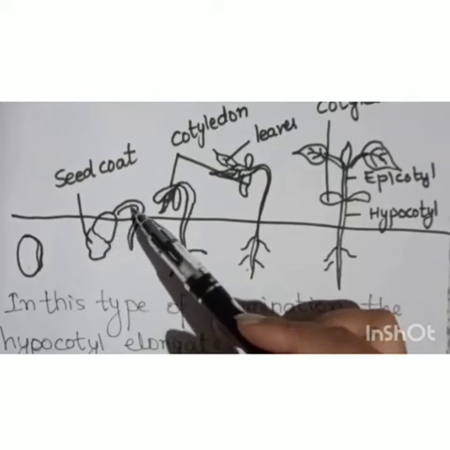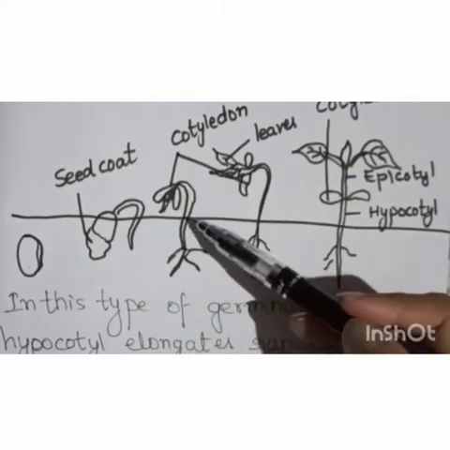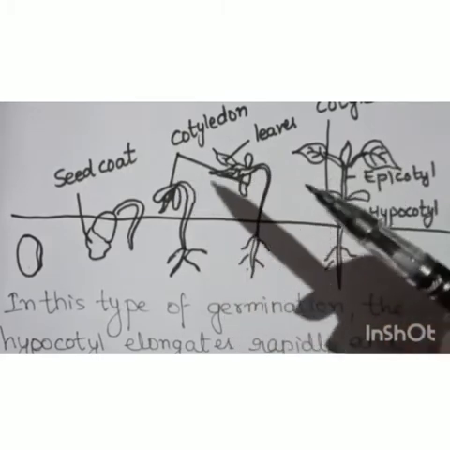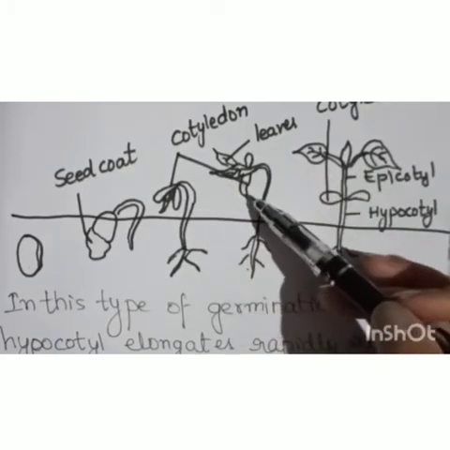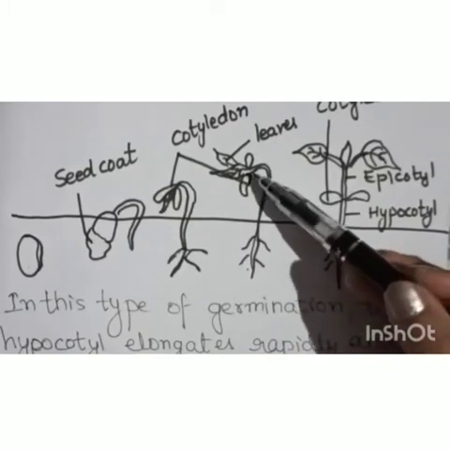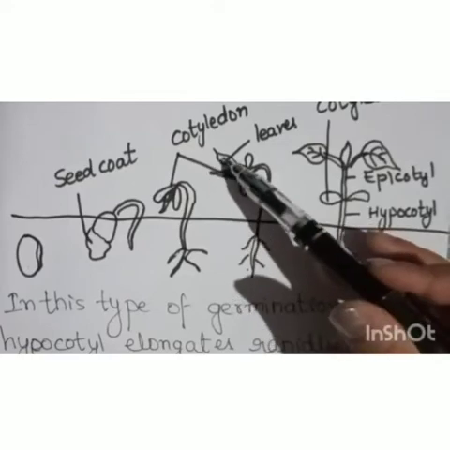This is cotyledon, it pushes the cotyledon above the ground. You can see the cotyledon is now above the ground. And then what happens? The cotyledons move out of the soil and form the seed leaves. Here you can see these are seed leaves.